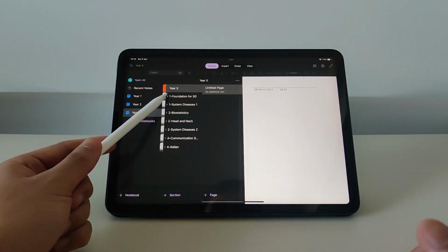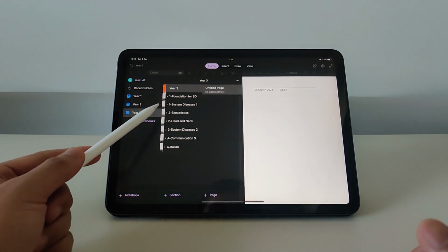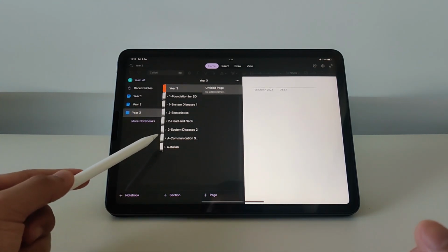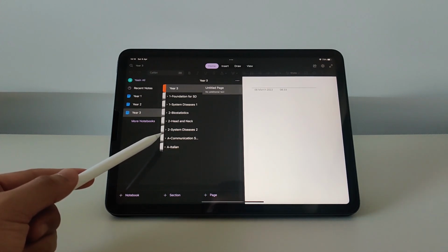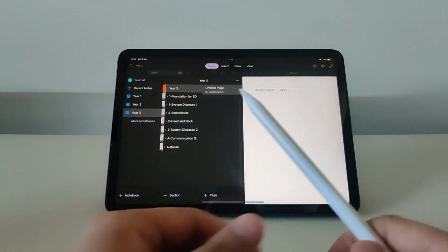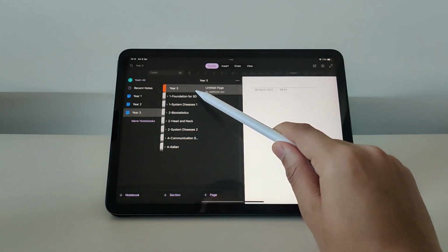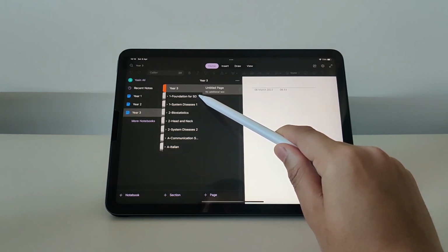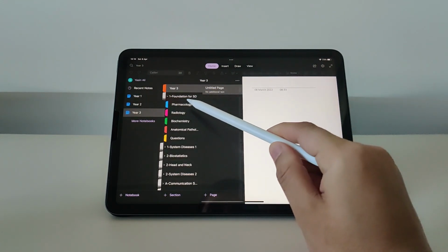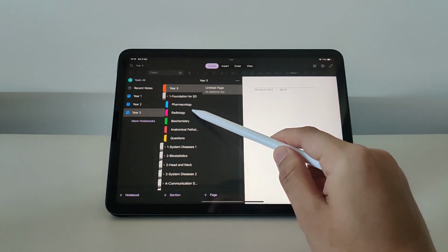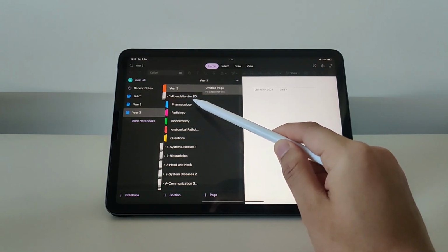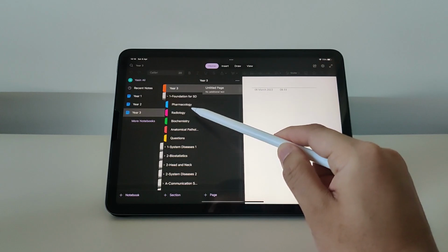The ones with a 1 next to them are first semester, 2 is second semester, and A is annual, so we have to do them in first and second semester. I'll start off with Foundations for SD, which stands for system diseases. We just had lectures in radiology, pharmacology, biochemistry, so again that's split up into different subjects.